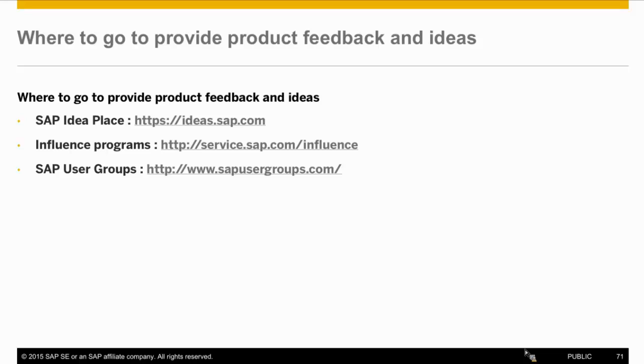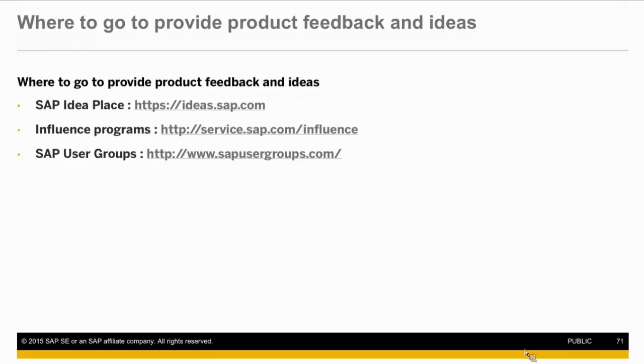If you want to influence more, go to the service.sap.com/influence website, where you can see which kind of influence programs are available within your region. It also combines the information how to subscribe to those influence programs. And another way of influencing the direction of the BI portfolio is by the SAP user groups. If you're not yet a member of a SAP user group, just go to sapusergroups.com and you'll find the respective user groups within your region.